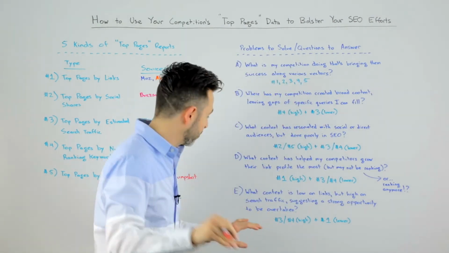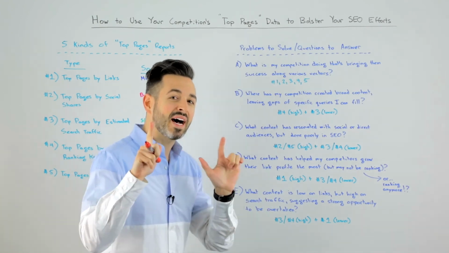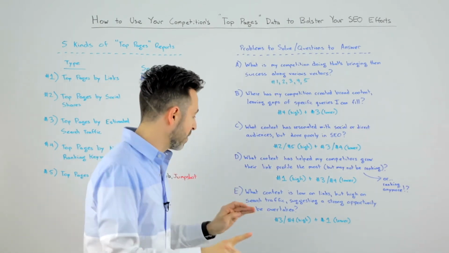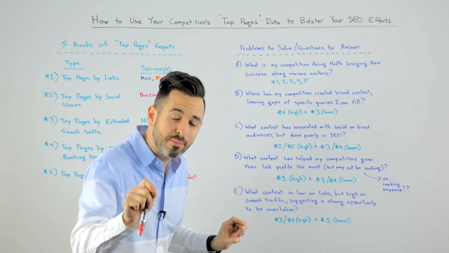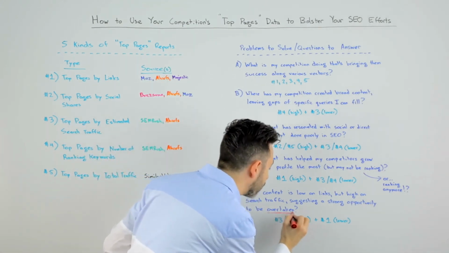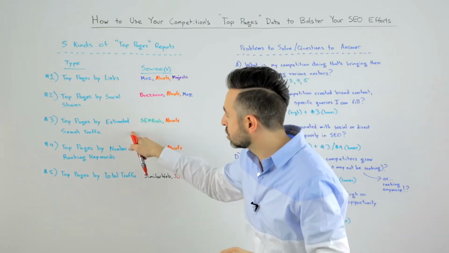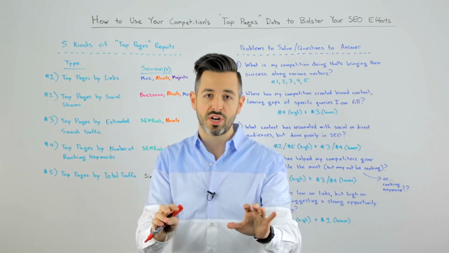And then last but certainly not least, what content is low on links, but high on getting search traffic and getting lots of keywords ranking for it, which means that there's a strong opportunity that if you can out-link build them, you can probably overtake them, right? Because if it's weak on number of links, but it's strong on estimated search traffic and number of ranking keywords, there's probably a golden opportunity.